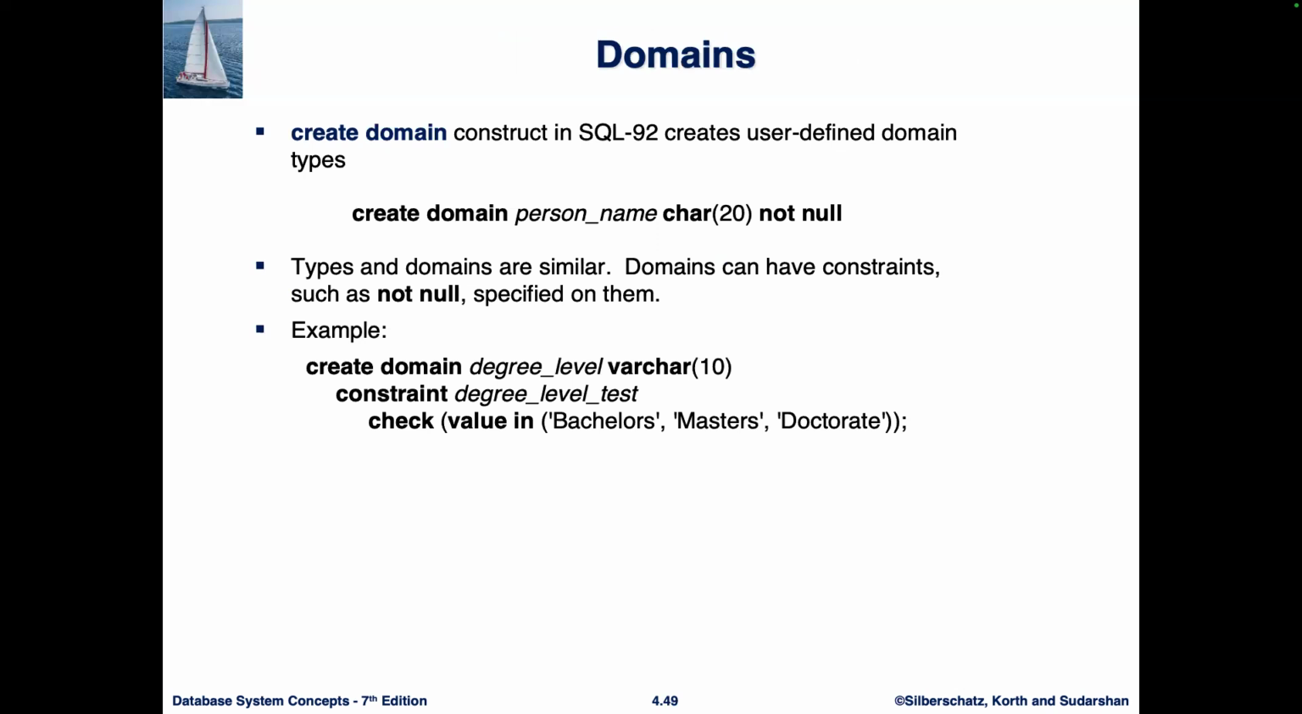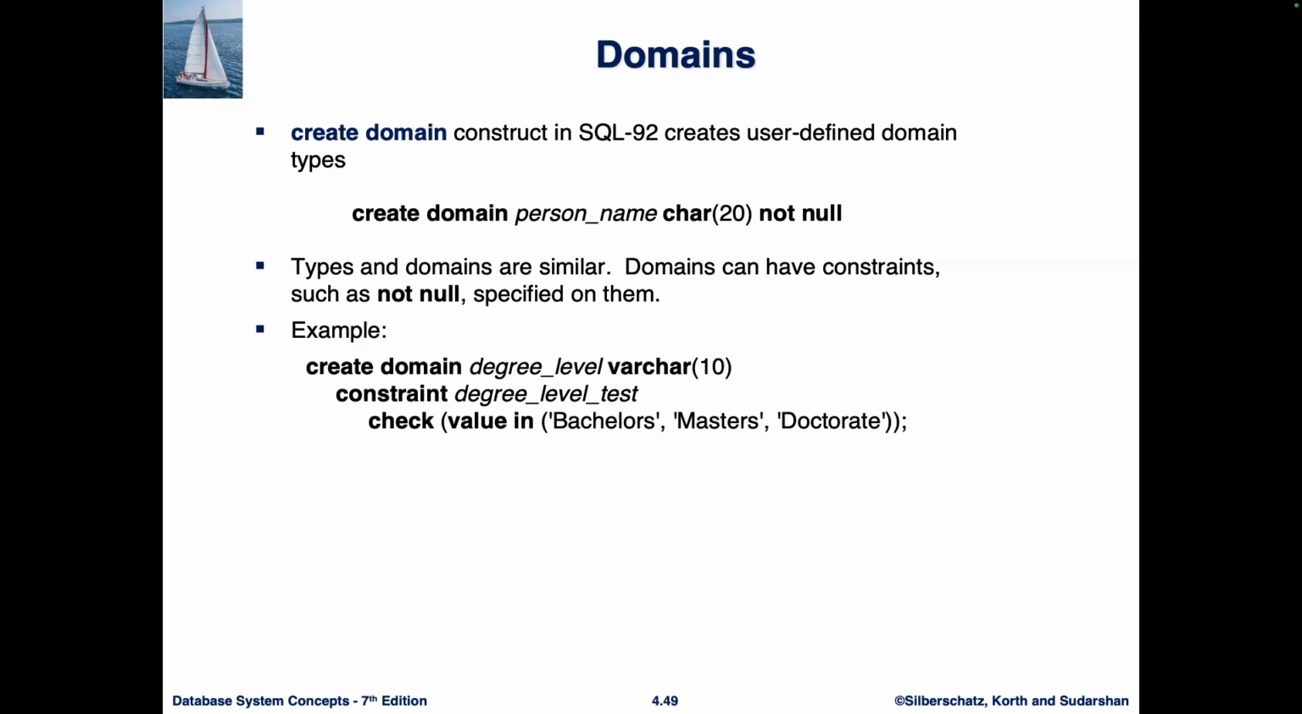SQL provides the create domain construct to create user-specified domain types. Domains are similar to types, but allow you to specify constraints directly on them, such as not null or custom conditions. Here's how to create a domain for a person's name: create domain person name char(20) not null. In this example, person name is a domain, and we have added a not null constraint to ensure that the field can never be empty. You can also add more complex constraints to a domain.